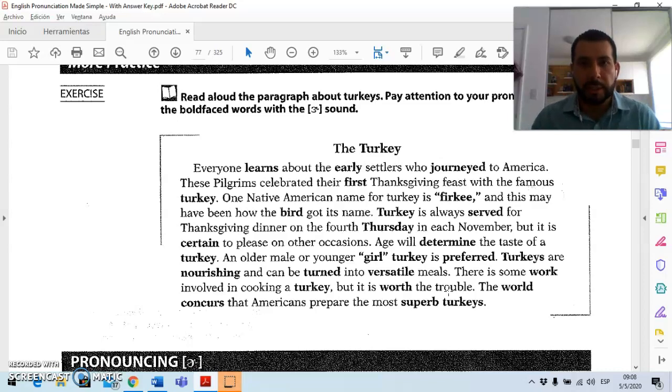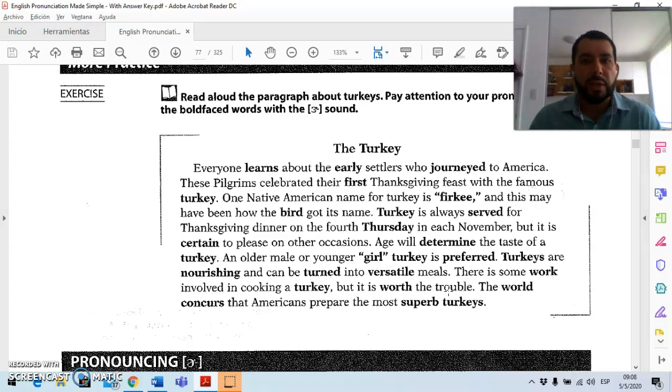Here I go. The turkey. Notice my lips when I pronounce these words, paying attention to the words in bold, okay? Everyone learns about the early settlers who journeyed to America. These pilgrims celebrated their first Thanksgiving feast with the famous turkey. One Native American name for turkey is firkee, and this may have been how the bird got its name. Turkey is always served for Thanksgiving dinner on the fourth Thursday in November, but it is certain to please on other occasions. Age will determine the taste of a turkey.